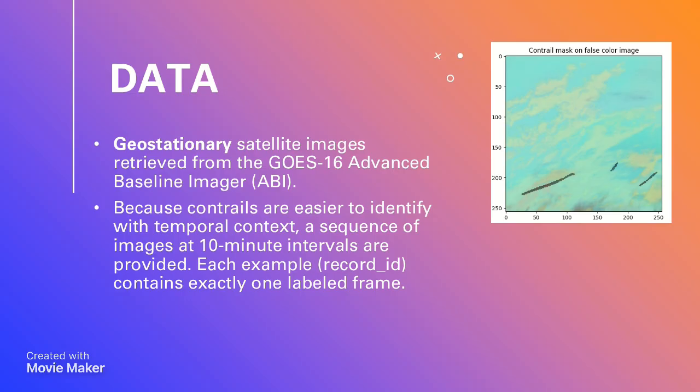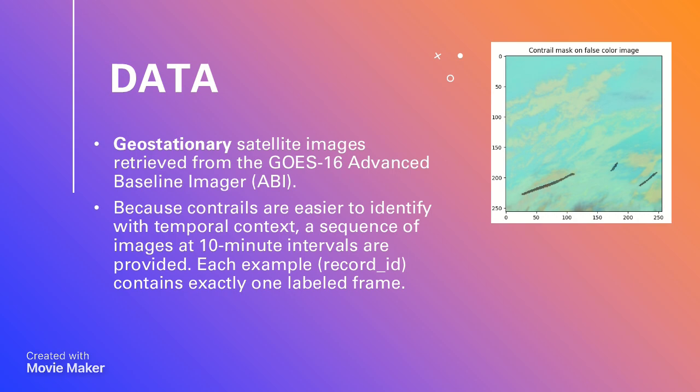As for the dataset, the one provided by the challenge consisted of geostationary satellite images retrieved from the GOES-16 Advanced Baseline Imager. The training data consists of multiple sequences of images with one main labeled image. Because contrails are easier to identify with temporal context, the challenge provides a sequence of images at 10-minute intervals, 4 before the labeled image and 3 after.